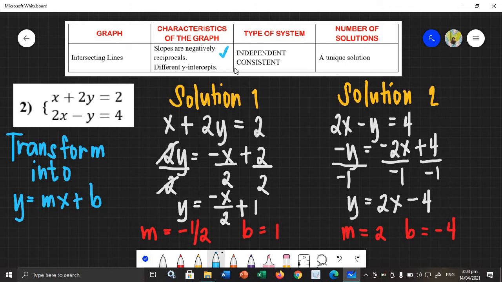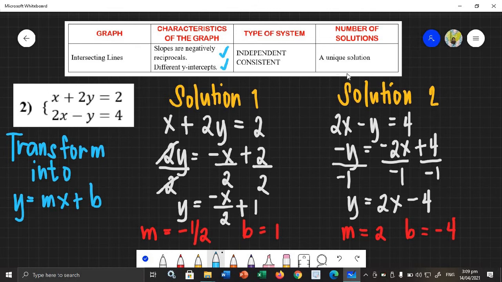And then, they have different y-intercepts. 1 and negative 4, so different. Therefore, we can conclude na this system of linear equation, ang graph niya ay intersecting lines. Kasi yung slope nila ay negatively reciprocals, ang y-intercept nila ay magkaiba. Ang type ng system of linear equation is independent but consistent. Okay? And yung number ng solution nito is they have one unique solution.